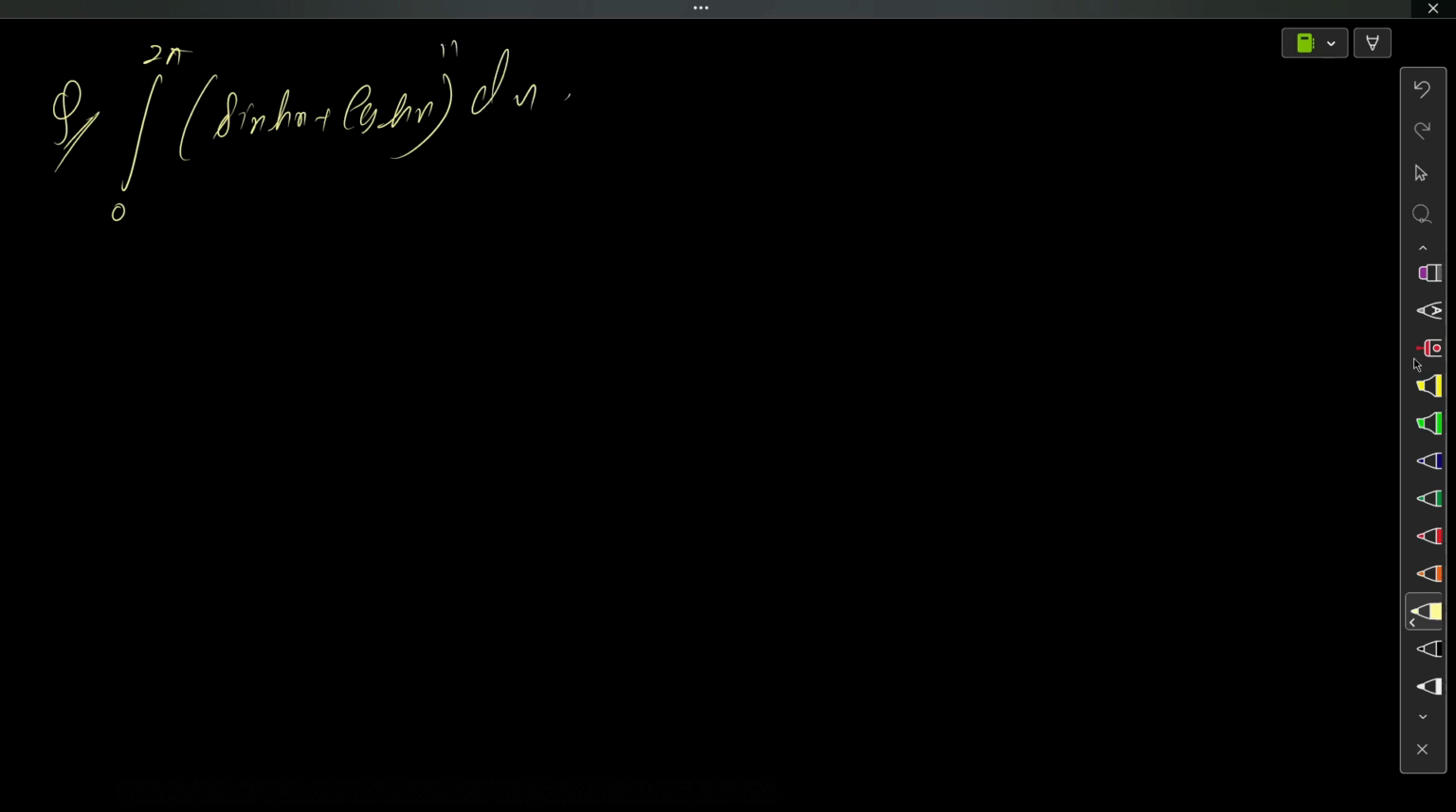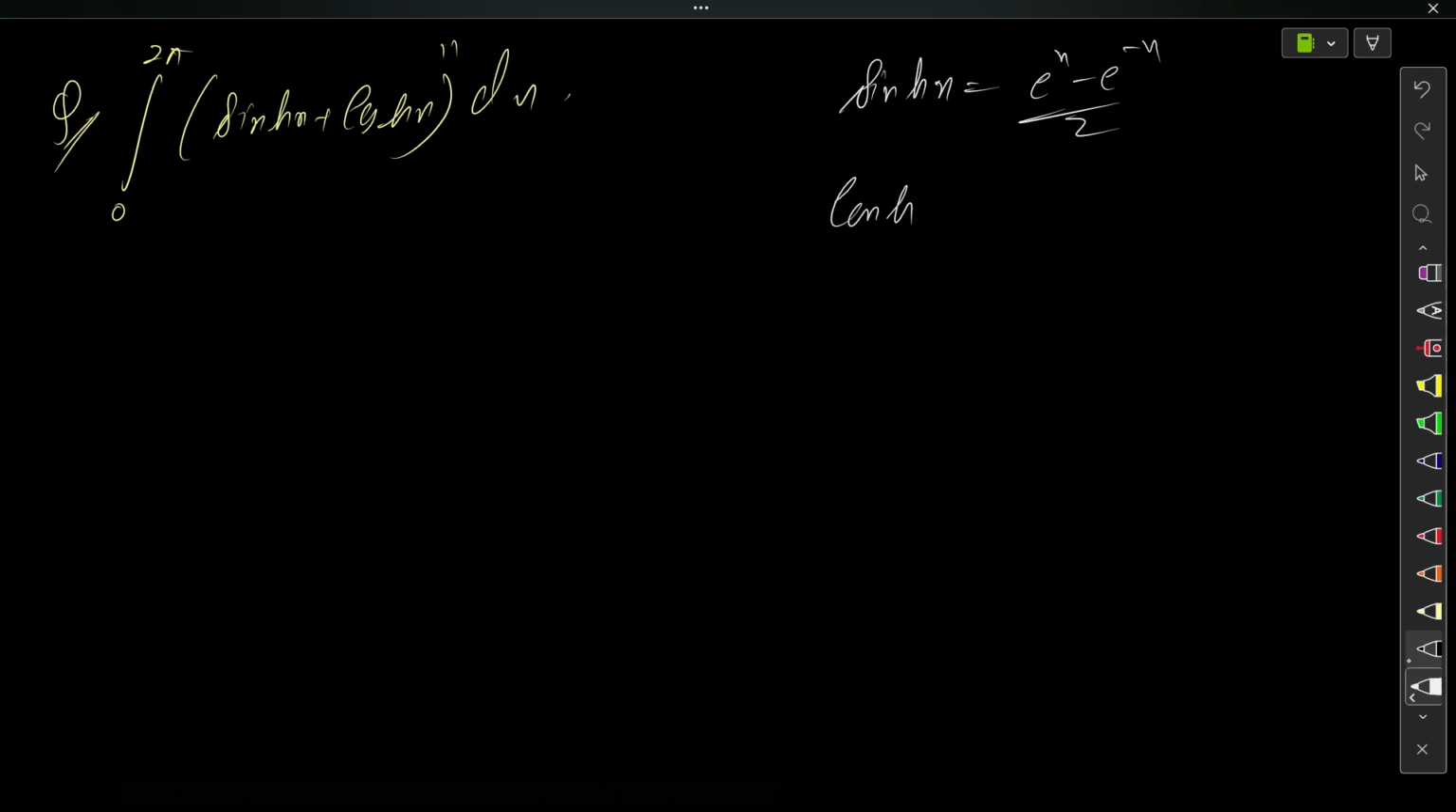Alright, so we know that sinh x is equivalent to (e to the power x minus e to the power minus x) by 2, and cosh x is equivalent to (e to the power x plus e to the power minus x) by 2, right? So this could be written as the integral from 0 to 2 pi, and if I add these, I'll end up with (e to the power of x) whole to the power of 11 with respect to dx.